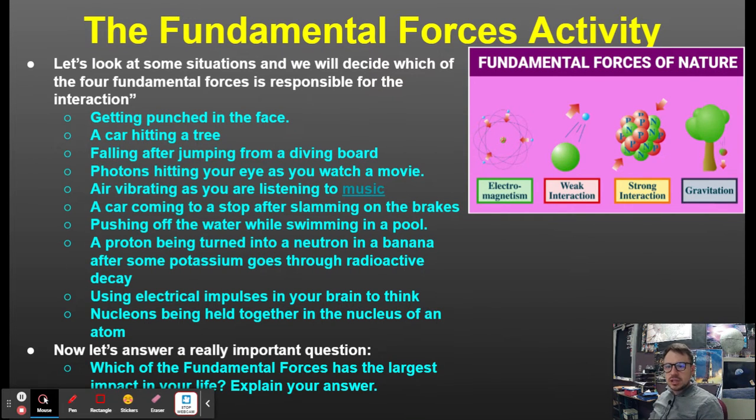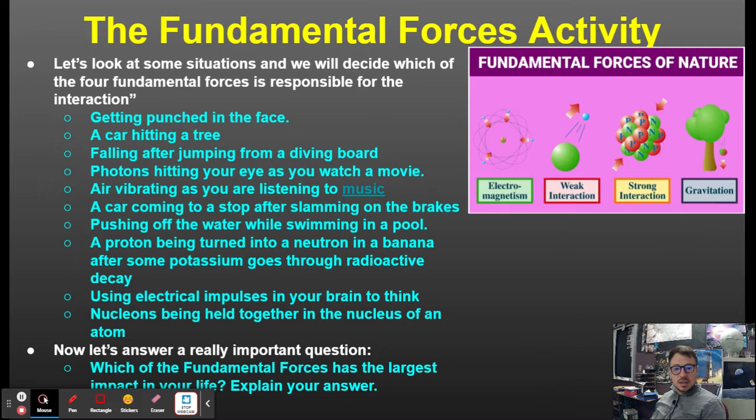Now that final question, which of the fundamental forces has the largest impact on your life? Well, if we look at all of these, the majority of them are going to be the electromagnetic force. Now, it doesn't mean any one is more important or less important. They're all important, but everything you touch, everything you see, everything you think, everything that you basically are is because of the electromagnetic force.